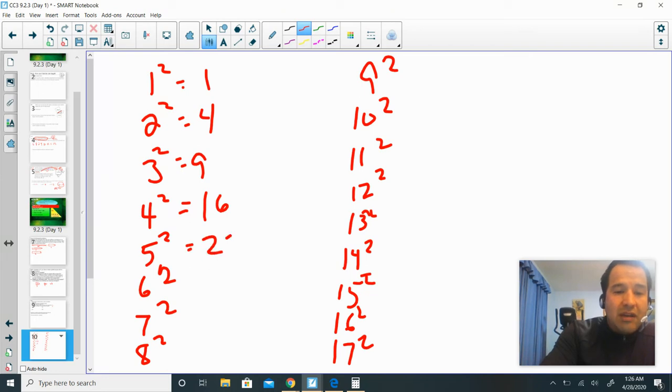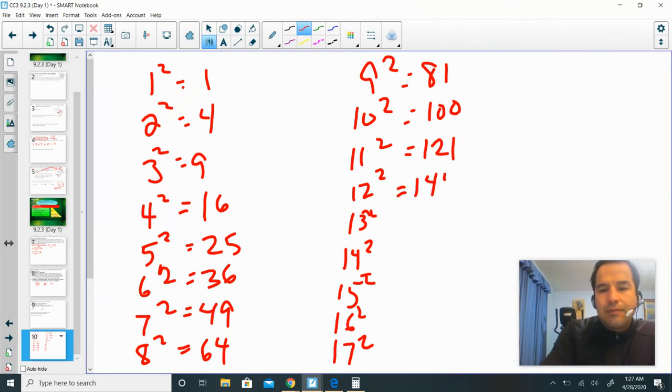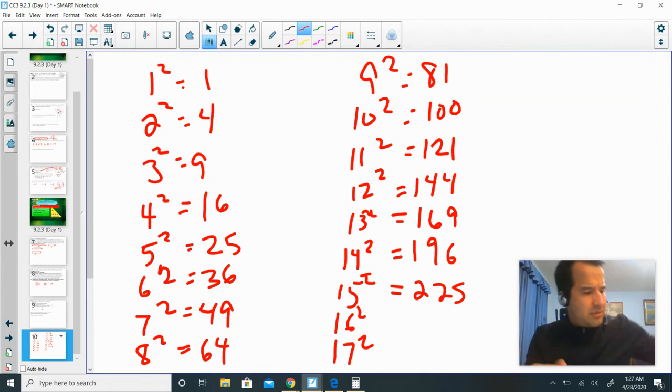4 squared is 16, 5 squared is 25, 6 squared is 36, 7 squared 49, 8 squared 64, 9 squared is 81, 10 squared is 100, 11 squared is 121. That's where a lot of you start, you just don't remember a lot of those, okay? We never really focused on those too much. 12 squared is 144. 13 squared is 169, which is pretty straightforward. And then 14 squared is 196. So you just remember those, and you just flip-flop the numbers. Okay, 15 squared is 225, and then I don't remember 16 squared.